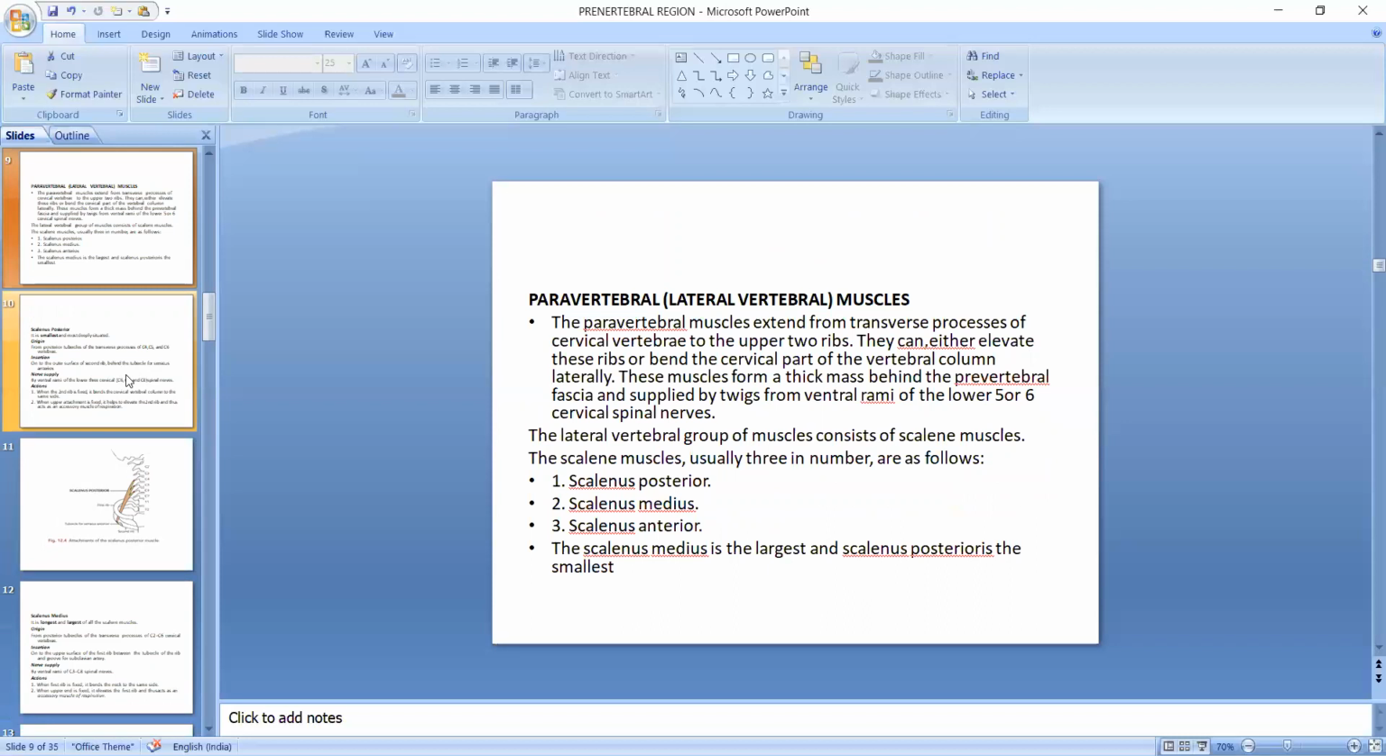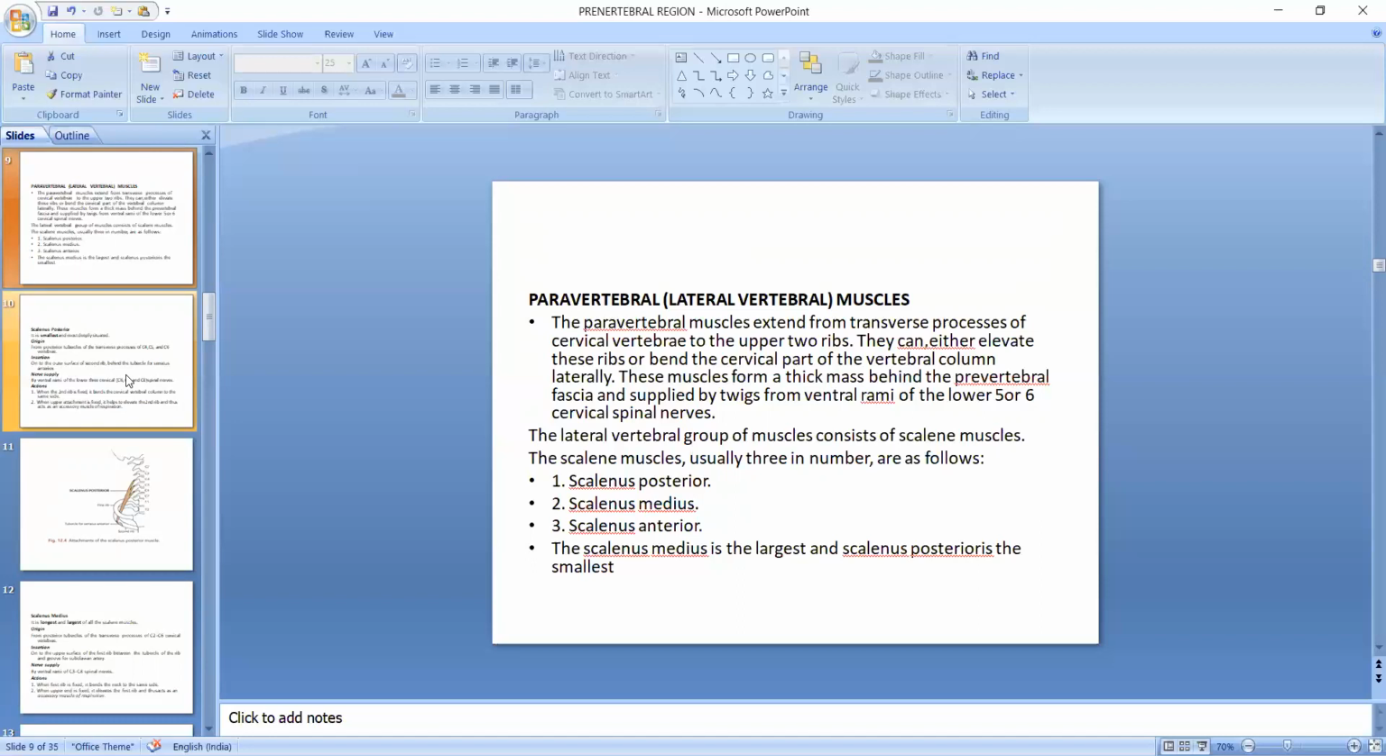Now we will discuss the paravertebral muscles, means lateral vertebral muscles. The paravertebral muscles extend from transverse processes of cervical vertebra to the upper two ribs. They can either elevate these ribs or bend the cervical part of the vertebral column laterally. The muscles form a thick mass behind the prevertebral fascia and are supplied by twigs from ventral rami of the lower fifth or sixth cervical spinal nerves.